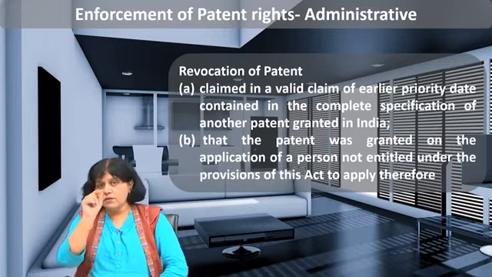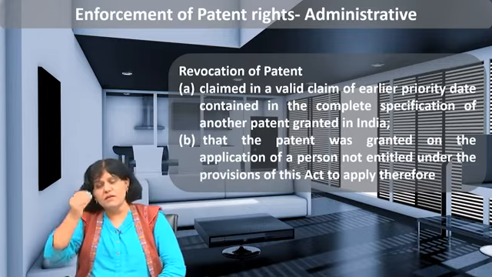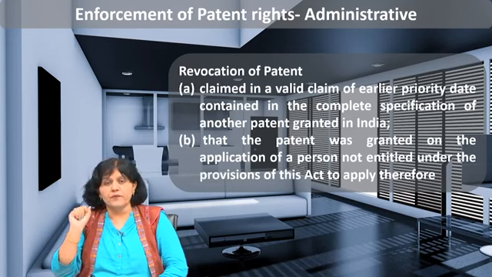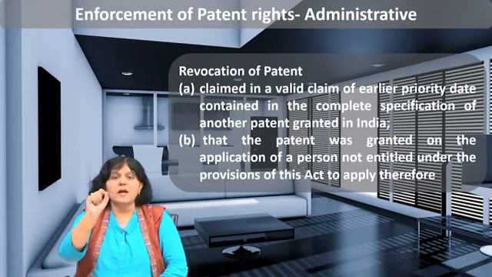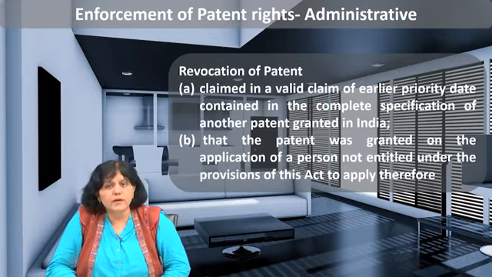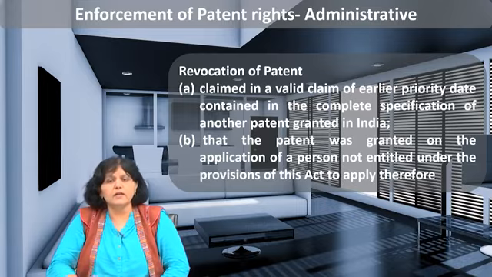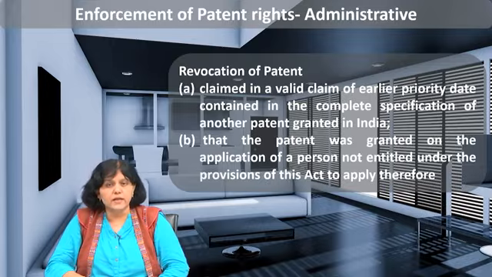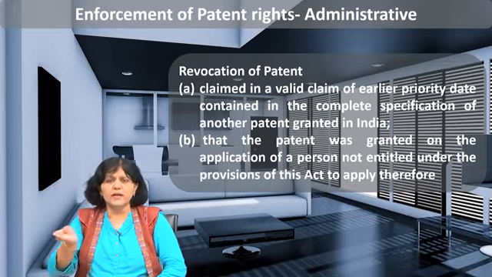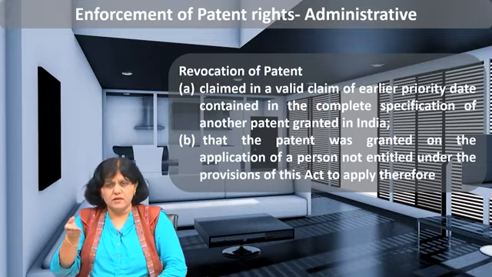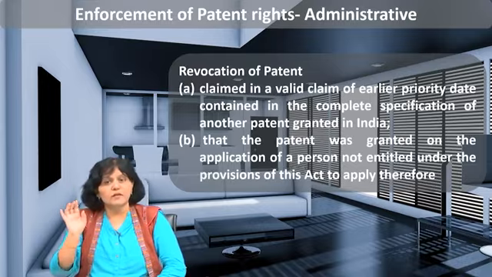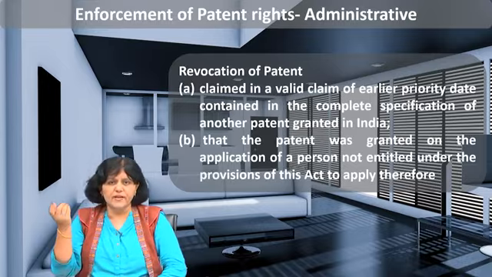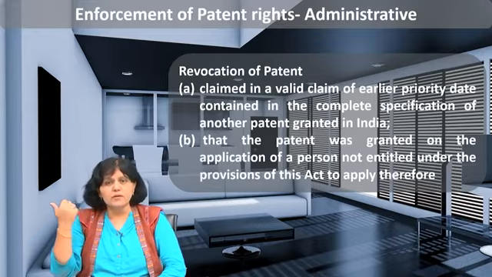Okay. Now, revocation of patents, there is a list that for the revocation of patent, you can just check here, we will go quickly in that. Okay. Claimed in a valid claim of earlier priority date contained in the complete specification of another patent granted in India. So, it is a simple thing that if I filed a patent and it is already claimed in a valid claim of an earlier priority date, prior art, novelty are affected. So, obviously, you can revoke it.